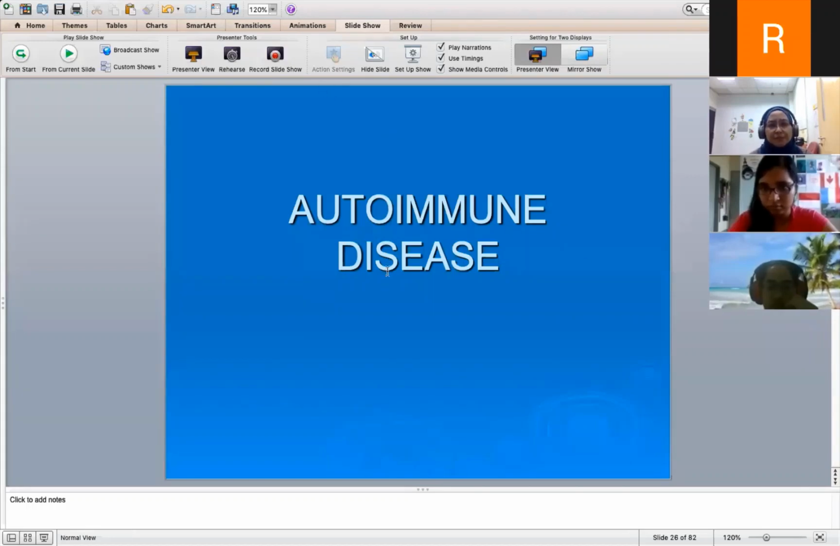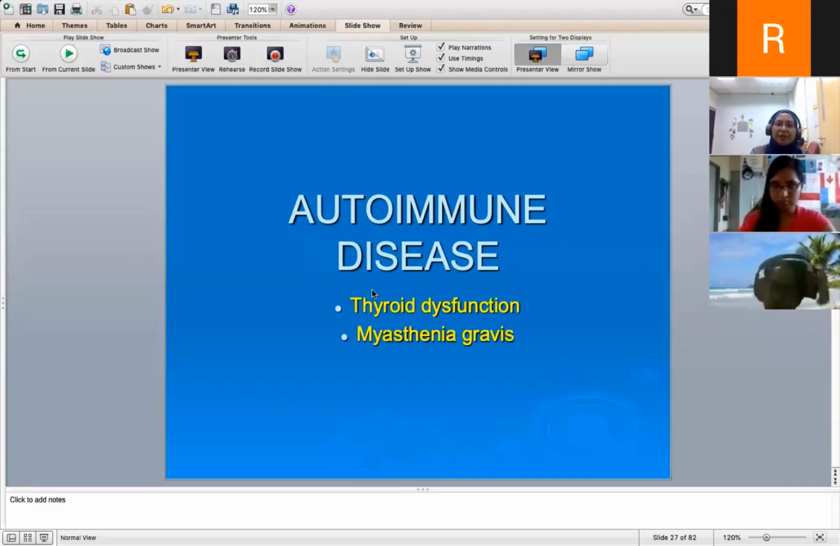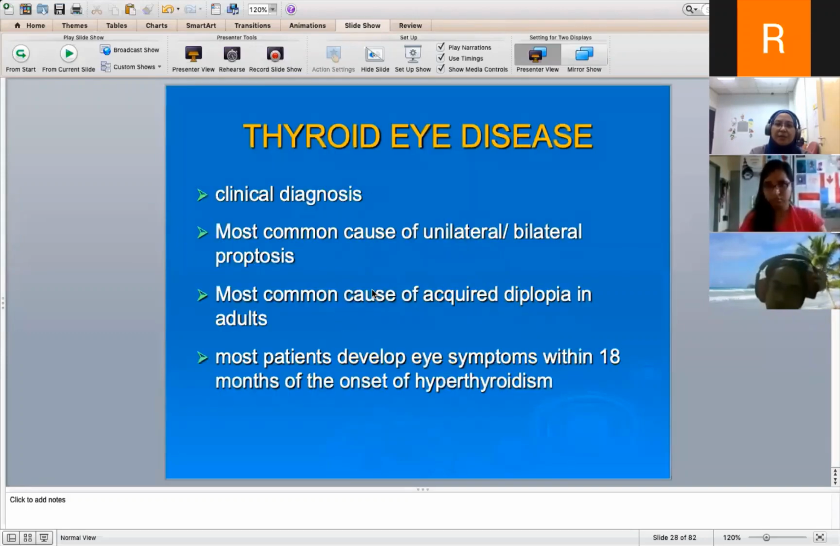Now, we go for autoimmune diseases. Again, there are a lot of autoimmune diseases, but we're going to cover some of the most important ones. We go to your thyroid dysfunction and also your myasthenia gravis. Now, thyroid eye disease is mainly a clinical diagnosis. In our setting in Malaysia, when you have a patient with proptosis, regardless of unilateral or bilateral, it has to be thyroid eye disease until proven otherwise.